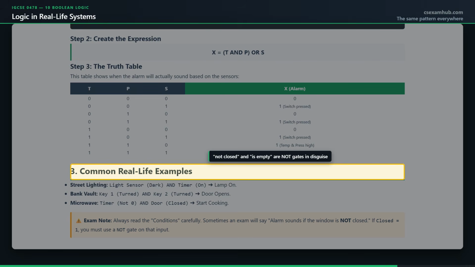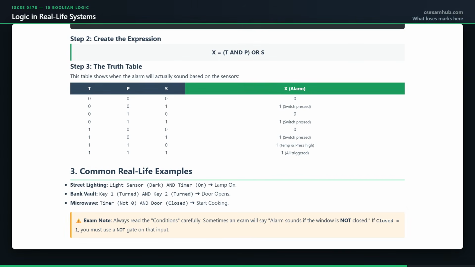The method never changes. Name the inputs, define what one means for each, translate the ands and ors, then build the full table. 3 things to carry into the exam. First, build the complete table. 3 inputs means 8 rows, and a table with rows missing loses marks even when every row you did right is correct. Generate the combinations by counting up in binary so you cannot accidentally skip one.